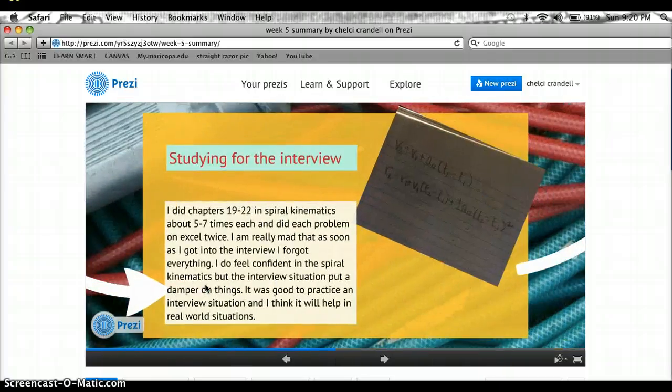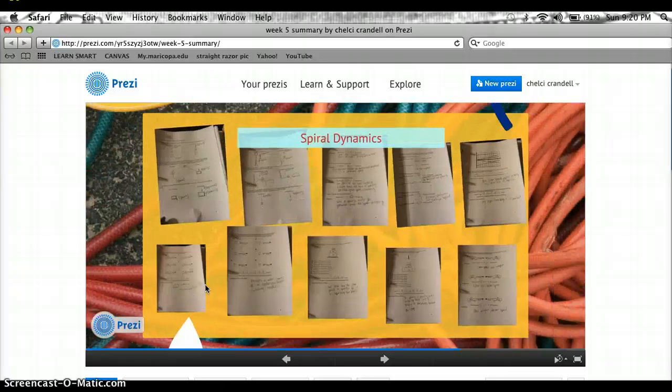So, studying for the interview, mostly the thing that I needed to do was remember the formulas. And so those are the 2 formulas that I had to do, and then I did all of the spiral dynamics, the new packet that we picked up in the interview. We had to do up to page 12.